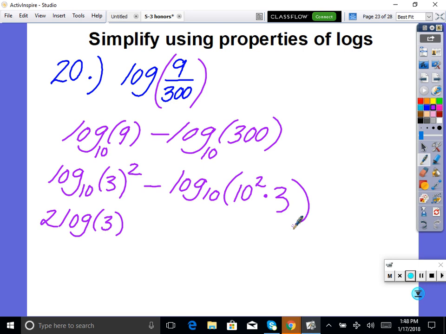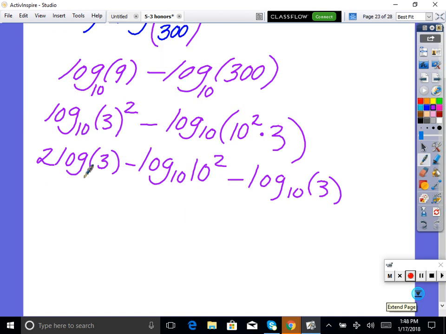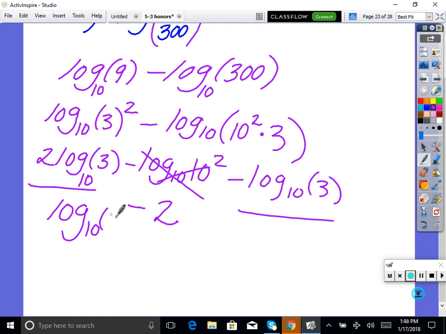Okay, now let's split this apart. We got to distribute the negative. So we have minus log base 10 of 10 squared minus log base 10 of 3. I didn't write base 10 on this one, but I will just because I did on all the others. So now let's look at this. So we have minus 2. Now look, 2 log base 10 of 3's minus 1 log base 10 of 3's is how many log base 10 of 3's? 1. So we have log base 10 of 3 minus 2.